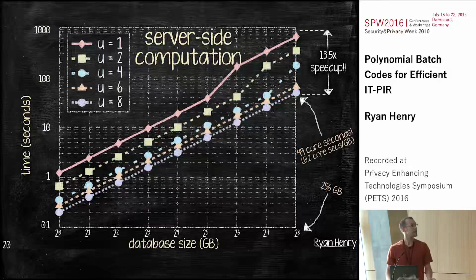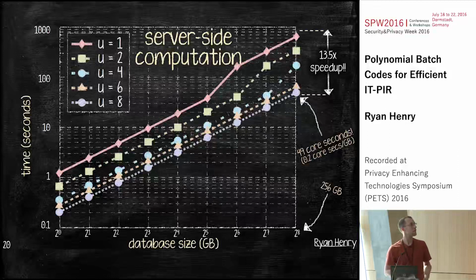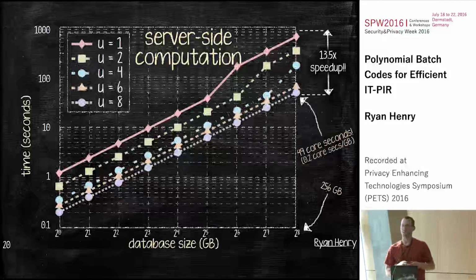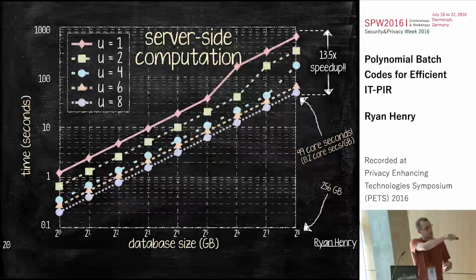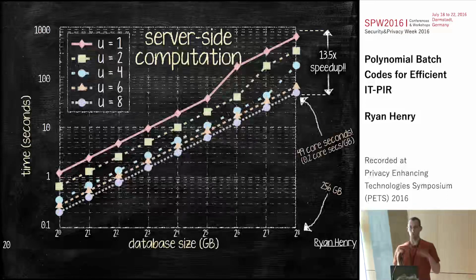So I implemented this in PIR C++, the open source implementation of the basic PIR protocol I was talking about. And this is an arbitrary graph because there were so many moving pieces. I didn't know what to actually measure, but I thought this was nice and illustrative. So here we have the database size going up to about 256 gigabytes, and the server-side compute time. This is single core, so everything here is embarrassingly parallelizable, but the experiments only used 1 core.